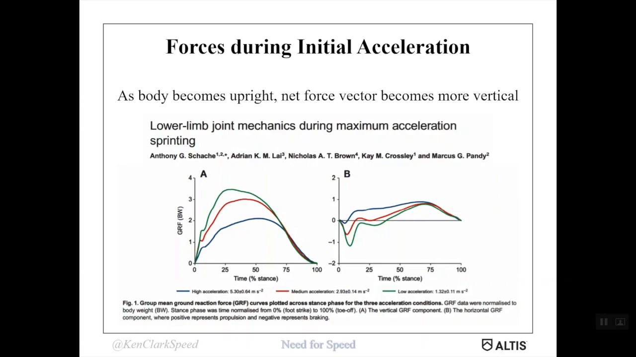In contrast, in the medium and lower acceleration steps, as the athletes transitioned upright, we can see that the vertical forces became greater, characterized by the red and the green trace in panel A, and the net propulsive forces became less, as characterized by the red and green traces in panel B. In other words, higher accelerations had less vertical force and greater horizontal propulsive force.